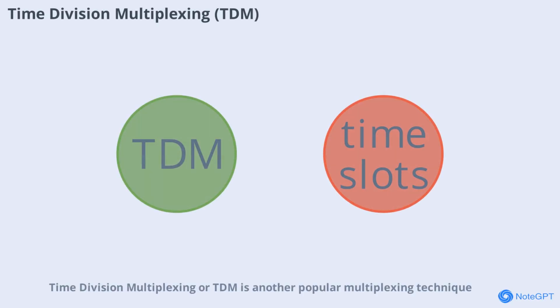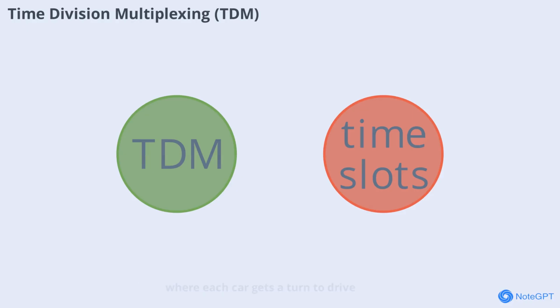Time division multiplexing, or TDM, is another popular multiplexing technique, especially in digital communication systems. Instead of dividing the channel by frequency, TDM divides it by time. Each signal is assigned a specific time slot in a repeating cycle. During its time slot, a signal can use the entire channel bandwidth. This method is like sharing a single-lane road where each car gets a turn to drive. TDM is widely used in digital telephony and computer networks, providing efficient and organized transmission of multiple data streams.